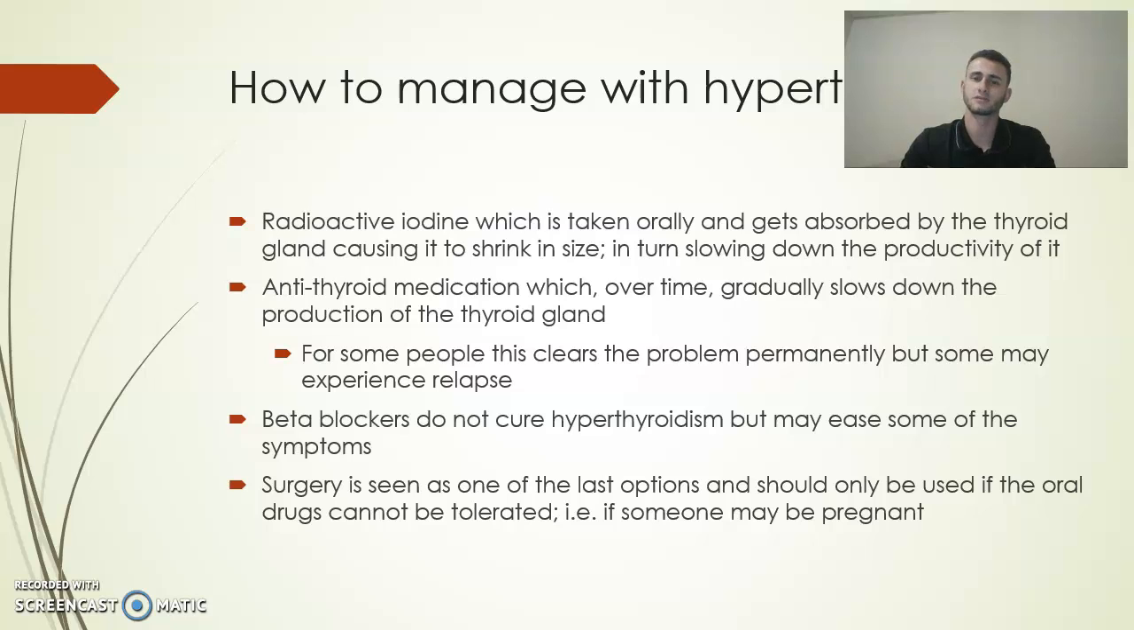But how exactly do you manage hyperthyroidism? Well, there's multiple options. For starters, there's the radioactive iodine, which is taken orally, and it can get absorbed by the thyroid gland after being broken down. And what it'll do is it'll actually cause the thyroid gland to shrink down in size. And because of the shrink in size, it will actually slow down the creation of the hormones T3 and T4. There's also some anti-thyroid medication, which over time can gradually slow down the production of the thyroid gland.